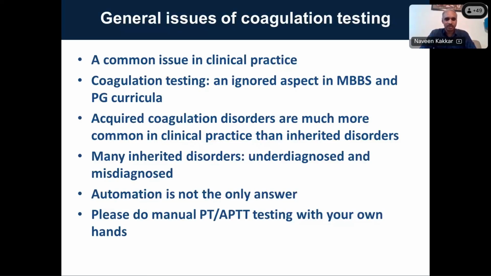Your liver disease, DIC, sepsis, vitamin K deficiency, and so on, take up most of your time in clinical practice. And many inherited disorders are underdiagnosed and misdiagnosed because of lack of knowledge and lack of diagnostics. Automation, getting a coagulometer, is not the only answer. We must be aware of the manual techniques. What if your coagulometer fails? You can still do it with a water bath. Absolutely no problem. So I expect all the PG residents participating today to please go back and do manual PT or aPTT or both with your own hands tomorrow onwards. At least a try.